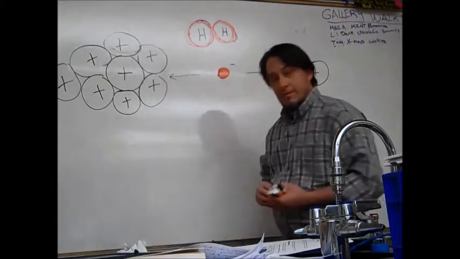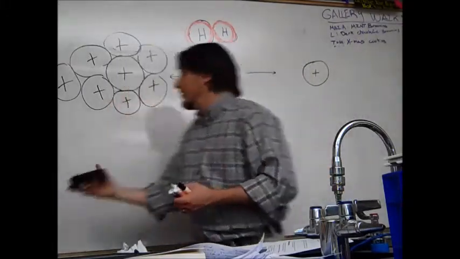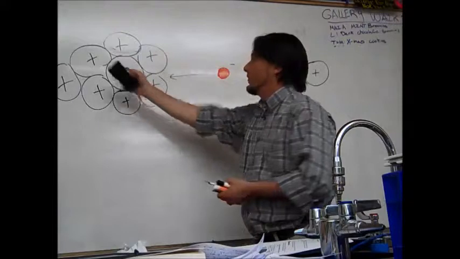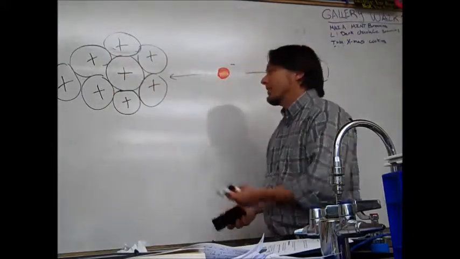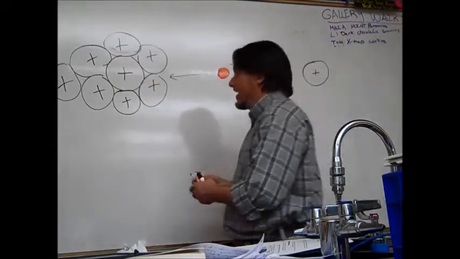One, two, three. There's eight. There's 8 total, so I added 7 more. But basically now we're looking at a nucleus that has 8.